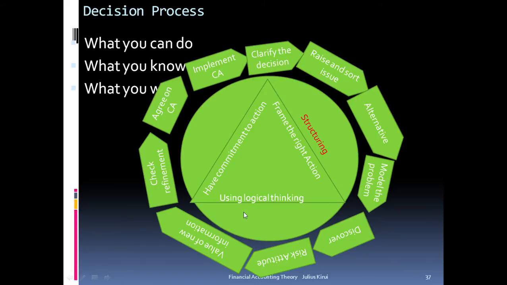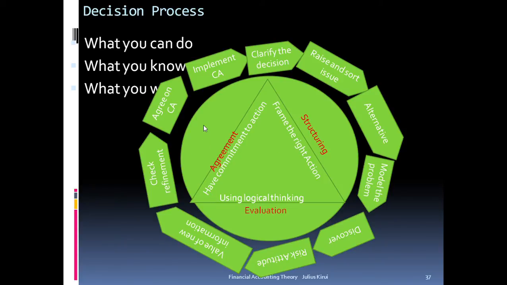Then next one is actually evaluation. In the evaluation, you're using your logical thinking: discover, risk attitude, value of new information. In the sense that collection of relevant information: which are these pieces of information which are useful in the process of making decisions, in the process of evaluation. Then once you're done with the evaluation, then finally, agreement. Make agreement. So check refinement, agree, and then implement.